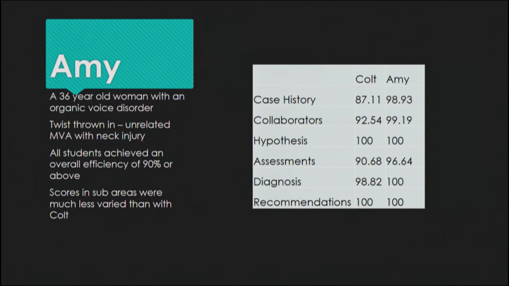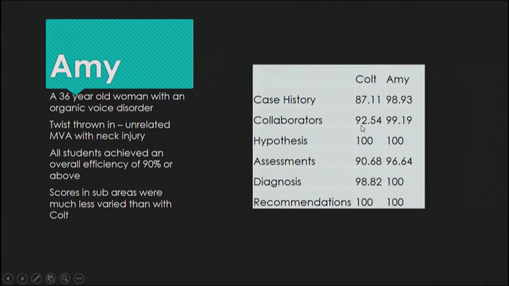So the second one was a very different case. It was an organic case. It was somebody who has an unusual disorder, and she had something thrown in. There was a neck injury that had nothing to do with anything, but you had to realize that. So these are my scores. Colt, the first one they tried, they did much worse on case history than when they did the second one with Amy. But in between, we had done practice on how to do a case history.